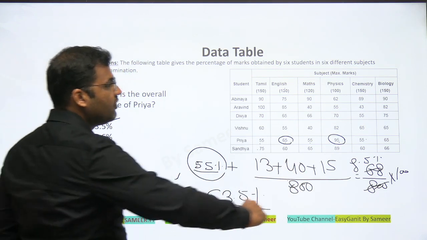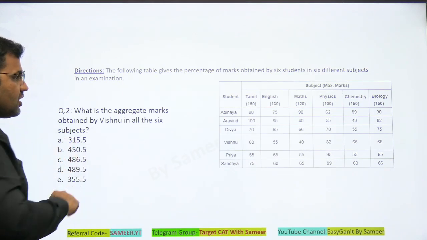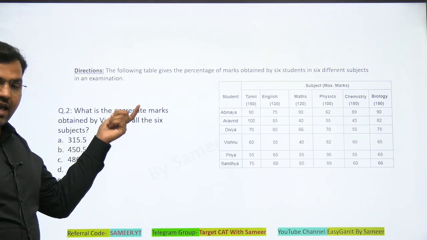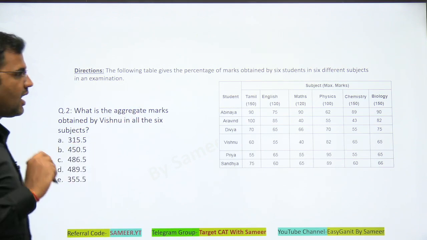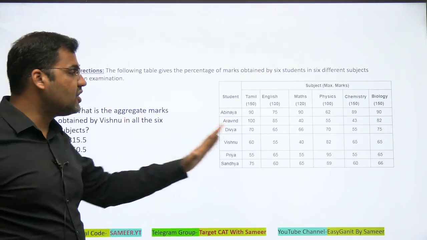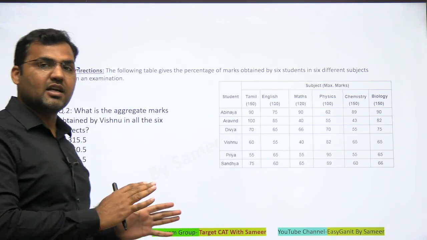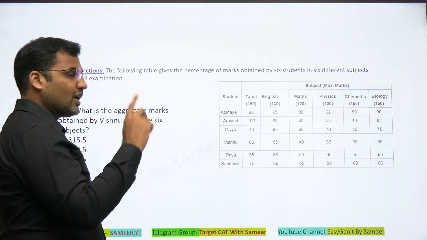Now let's move to question number 2. Here's question number 2. It says, what is the aggregate marks obtained by Vishnu in all the 6 subjects? Now what will be your first thought process? I want all of you to first give it a try and then look at the method that I'm using to quickly answer the question in 30 to 40 seconds. What will you people do?